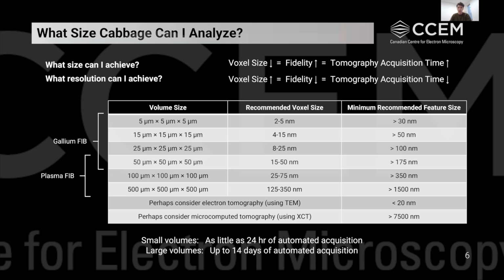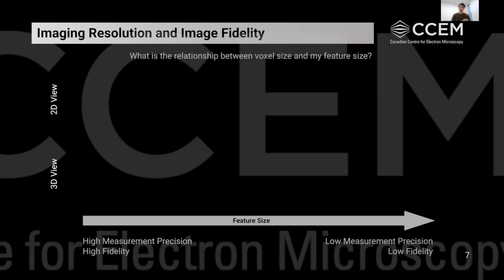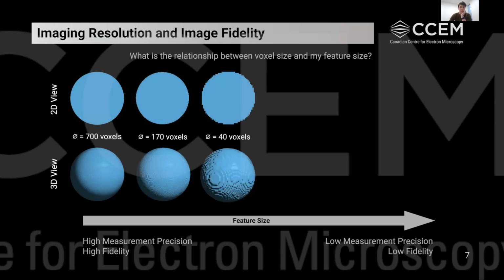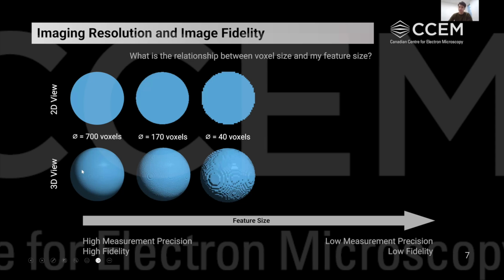So based on this, how do we actually choose a voxel size and a volume size for our objects? The honest answer is it depends on your sample, and it depends on the size of features in your sample. I've prepared this graphic that shows a few examples of what a sphere looks like if it's represented by a different number of voxels in the voxel cloud. If we're working with features that are 700 voxels in diameter, let's say, the sphere in 3D here actually looks quite smooth. We have excellent resolving power, and it's really true to shape.